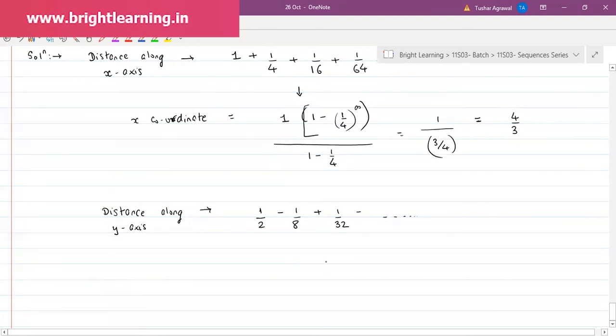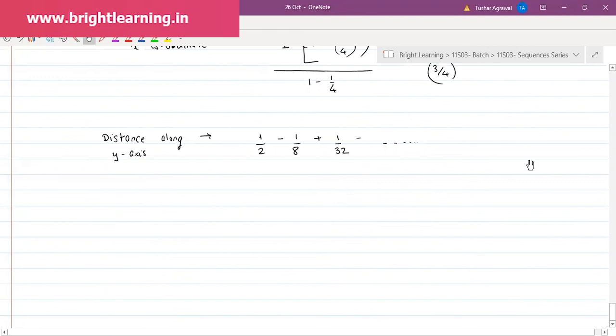Now, how to calculate this sum? This is again a geometric progression. Don't think that, sir, I will split it in two sequences of alternate terms. No need. This is again a geometric progression. First term is equal to half, and the common ratio is negative 1/4. Do you get it? Yes, sir.